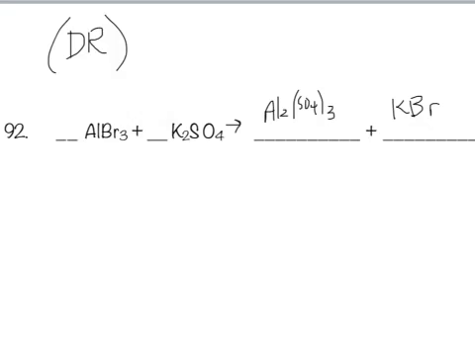Now as far as balancing is concerned, if I put a 3 here, I'll have 3 sulfates on both sides. If I put a 2 here, that's going to give me 2 aluminums on both sides. And now to balance the potassium and the bromine, I put a 6 here. 6 potassium, 6 bromines. There is your balanced formula reaction.